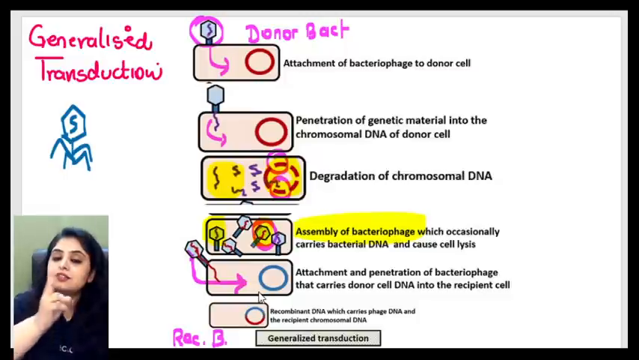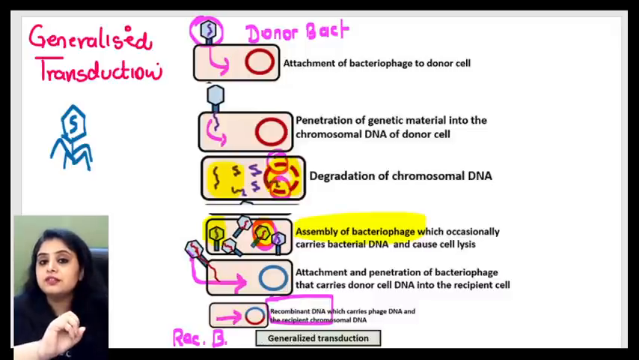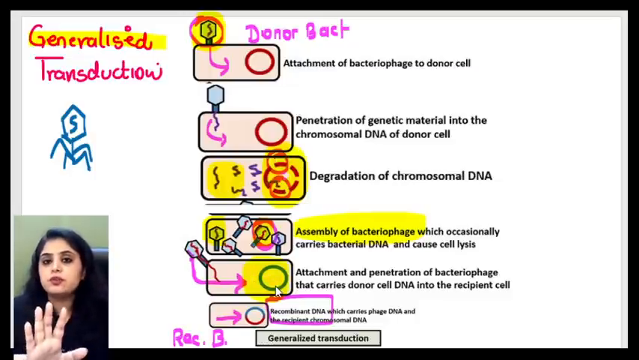And now has the donor and the recipient bacteria managed to recombine? Has recombinant DNA formed? So what do you understand by generalized transduction in simple words? It is carried out with the help of a bacteriophage. Bacteriophage comes inside, picks up the donor DNA, gives it to the recipient bacteria. This is a general process.